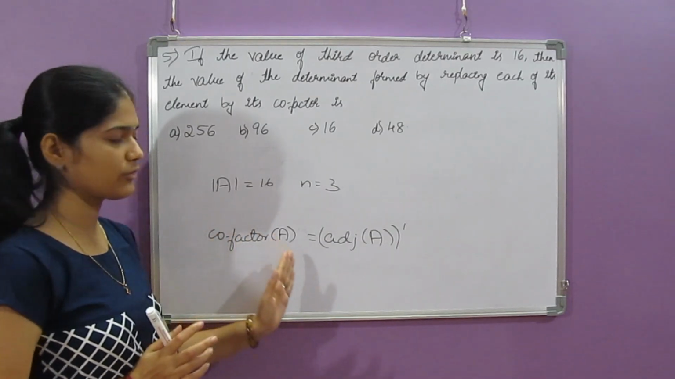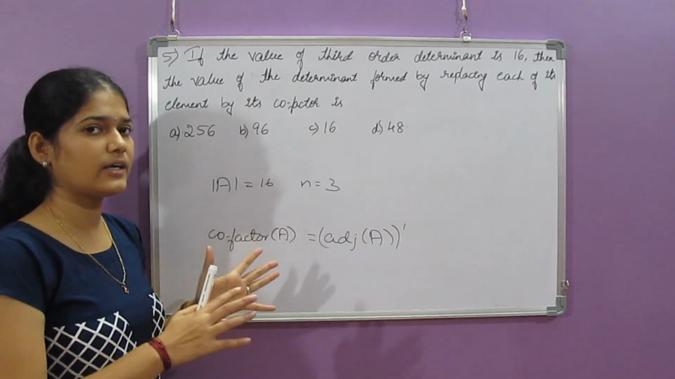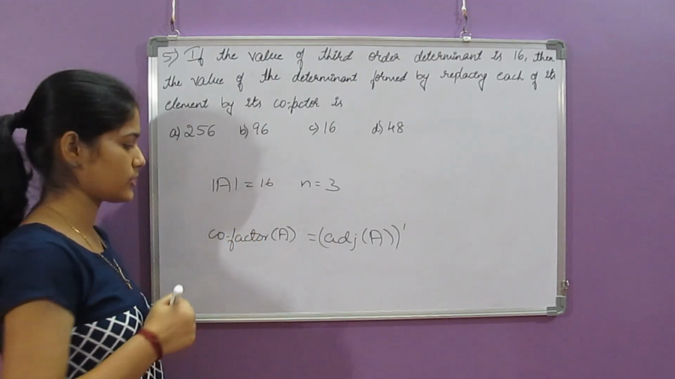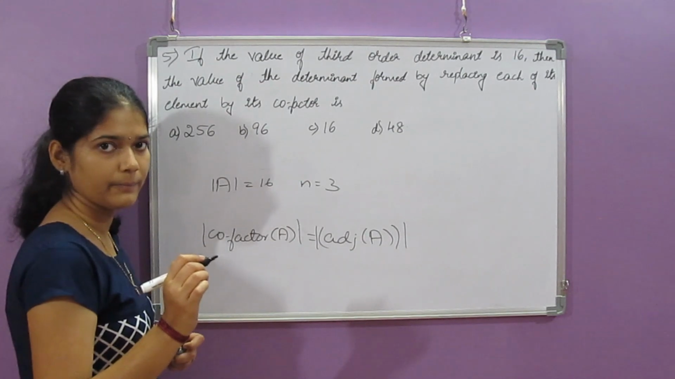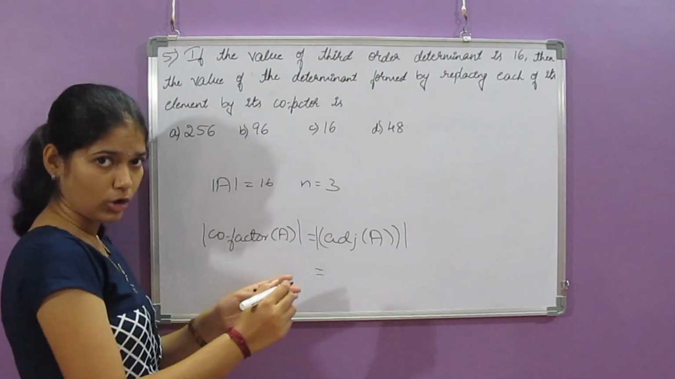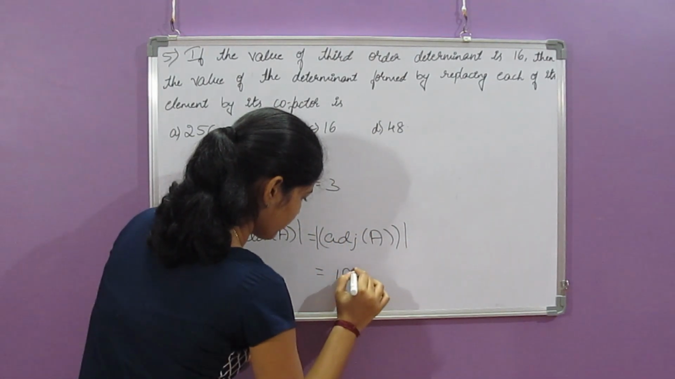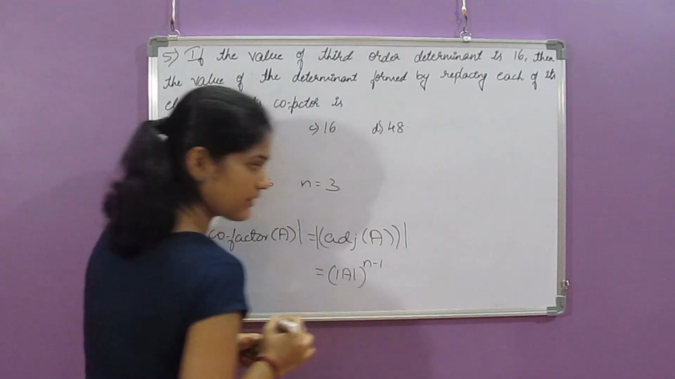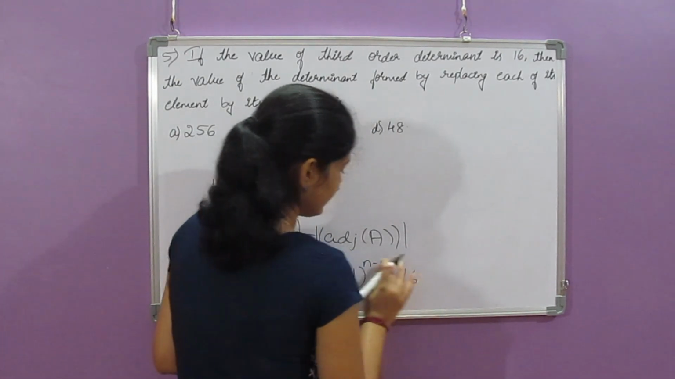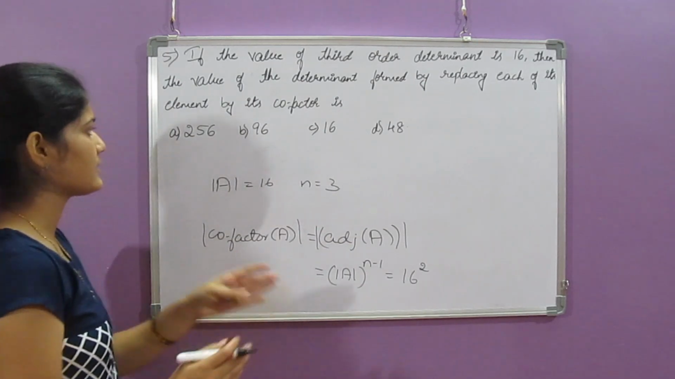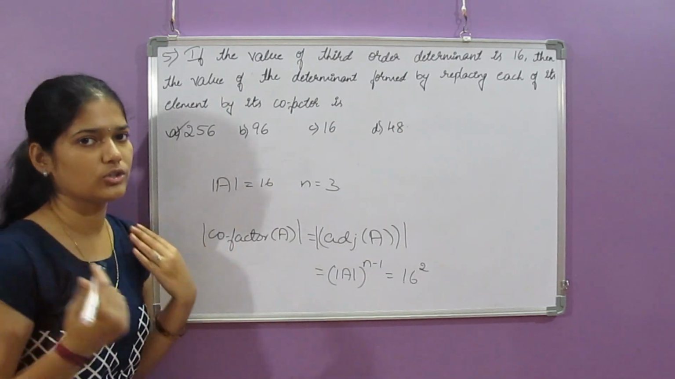We know that cofactor of A is equal to adjoint of A transpose, right? And also we know that determinant of A is equal to determinant of A transpose. That means determinant of this is equal to determinant of adjoint of A. And also we have the direct formula that determinant of adjoint of A is nothing but determinant of A whole to the power n minus 1. Here we have determinant of A is nothing but 16 and n is equal to 3. 3 minus 1 is 2, so 16 square. That is nothing but 256. So the answer is 256. Now let's move on to the next problem.